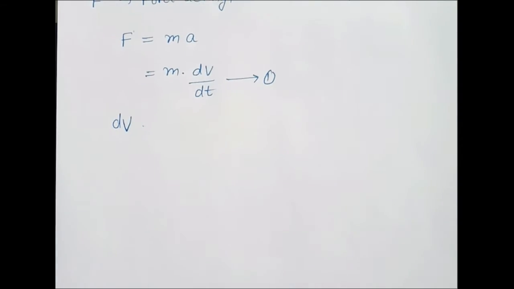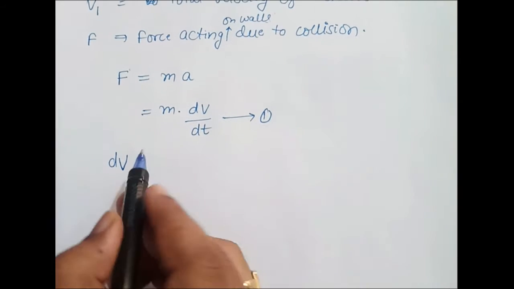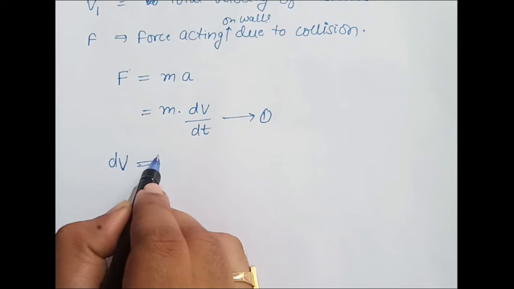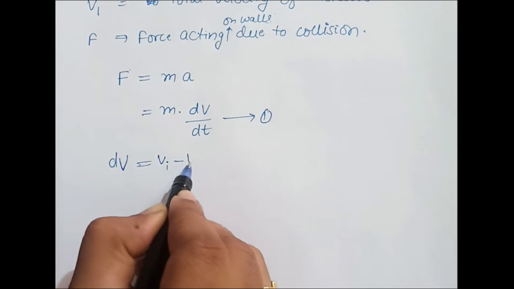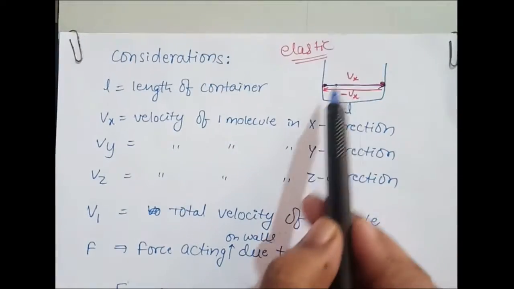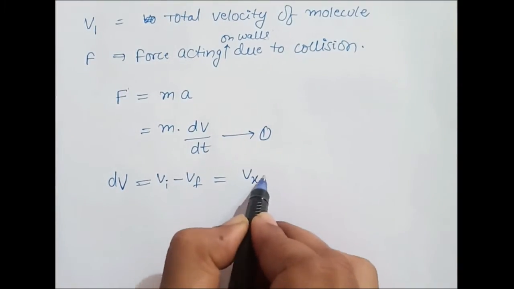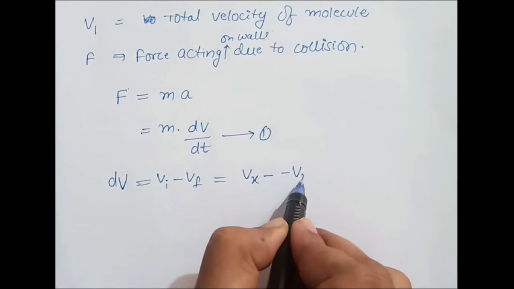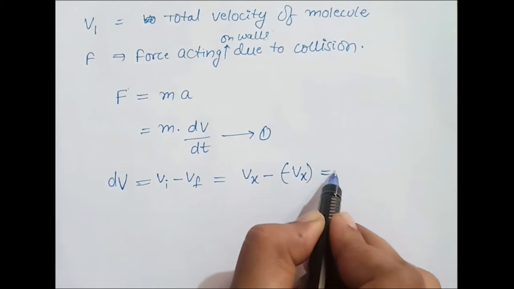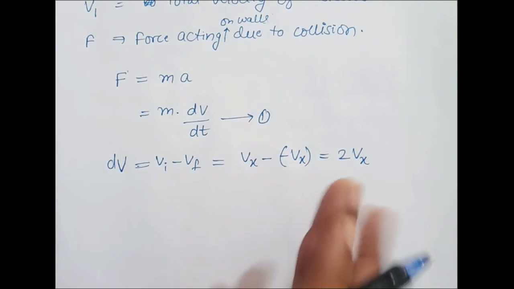So now dv is equal to what can we say? Initial velocity minus final velocity. The initial velocity here is Vx, minus the final velocity, which is minus Vx, so it is equal to 2Vx. That is dv.